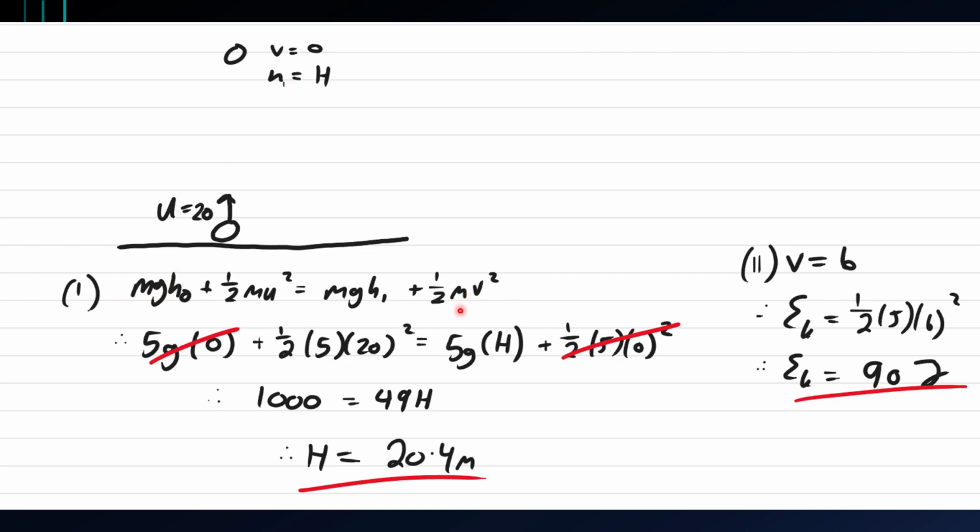So here's our conservation of energy equation. So we have the mass times g times the initial height 0, plus a half mv squared, or u squared in this case, is mgh1, so capital H, plus a half mv squared, so v is 0, so that goes. So what we're left with is 1000 equals 49h, which means that the max height is 20.4 meters.